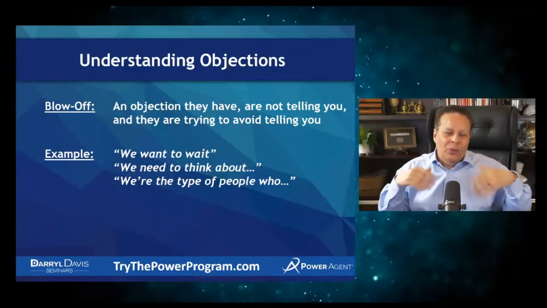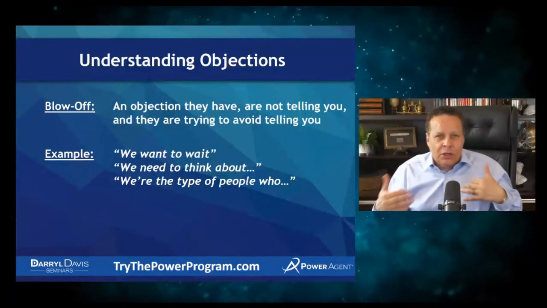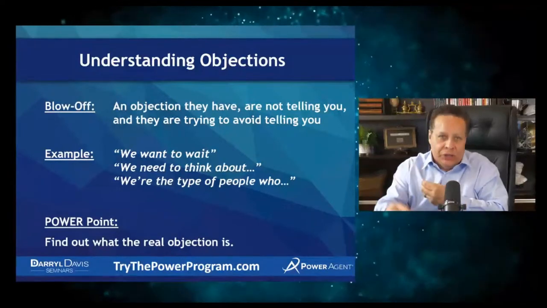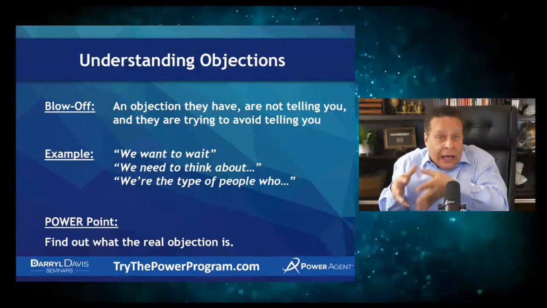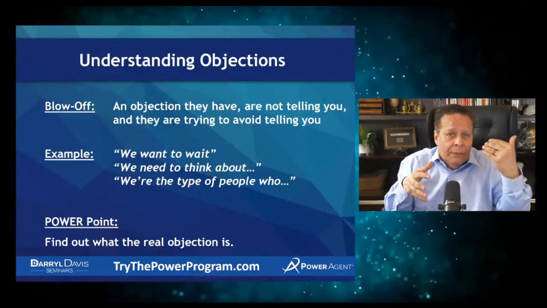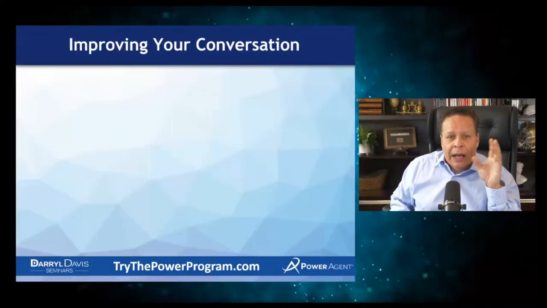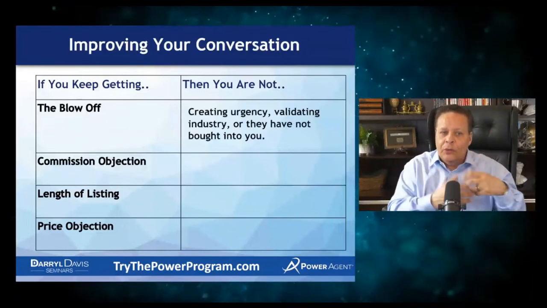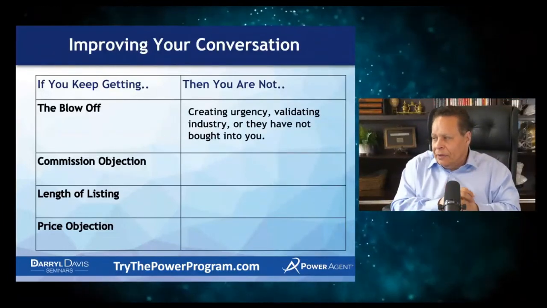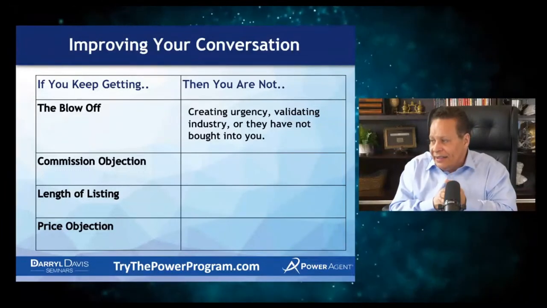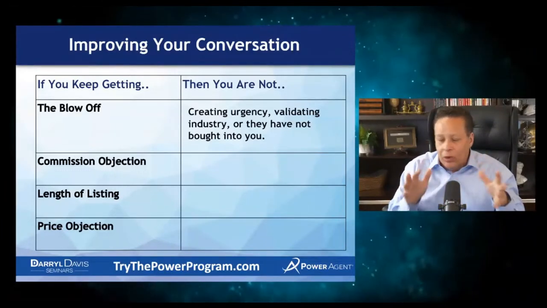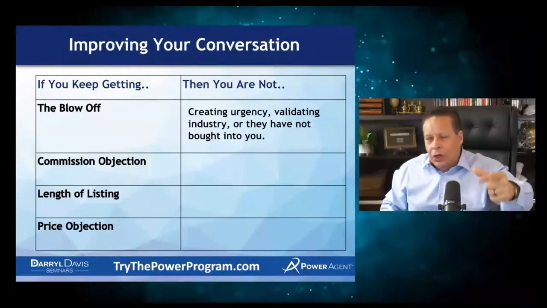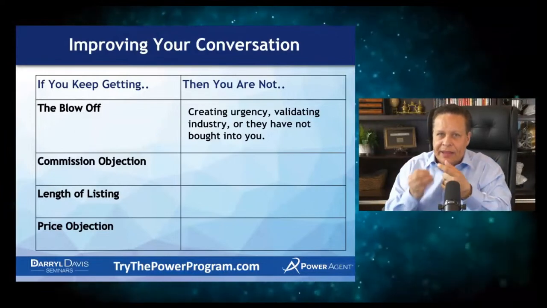When they tell you, we want to wait, we need to think about it, we need to discuss it, you can't trust that. So what you want to do is find out what the real objection is, because there's a real reason why they're not hiring you and they're not being forthcoming. I'm going to show you how to do that and how to improve your listing appointment. When you get the blow off, your job is to create urgency or validate the industry, or they have not bought into you. In other words, they don't see the value in realtors, they don't see the value in you, or they don't get that maybe they need to be more urgent with this.